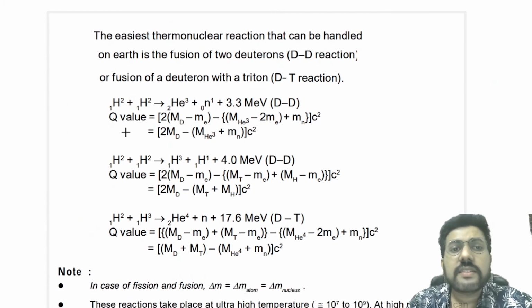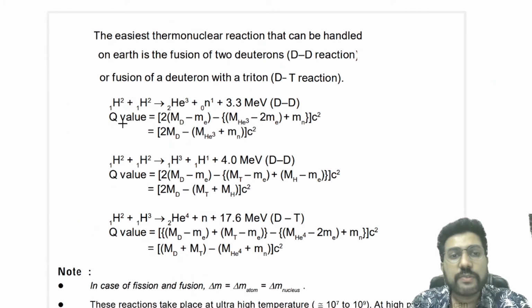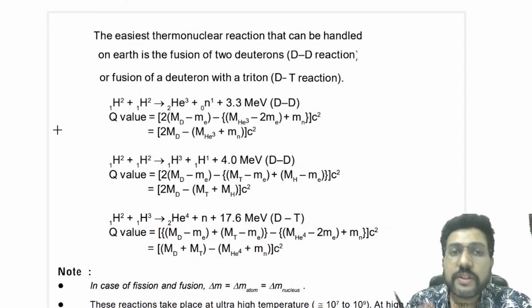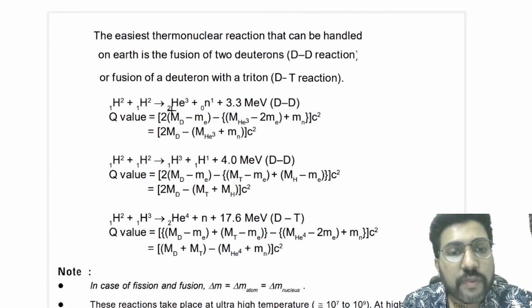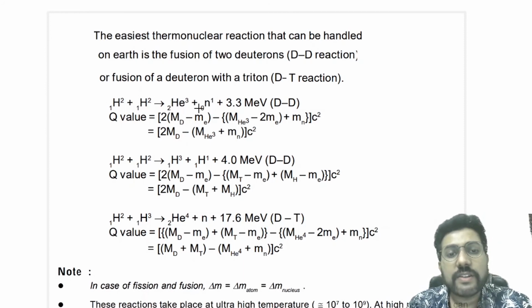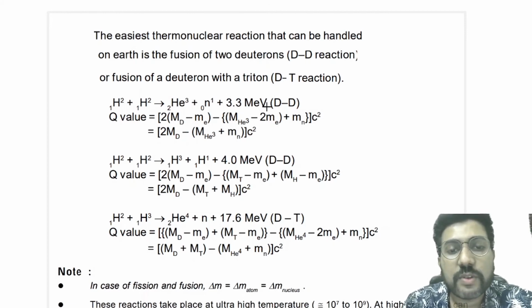The easiest thermonuclear reaction that can be handled on Earth is the fusion of two deuterons, or the fusion of a deuteron with a tritium, or triton. So 1H2 plus 1H2, that is 2 deuterons, will combine to form 2He3, and 1 neutron will be released in the process, and in this process 3.3 mega electron volt of energy is released.